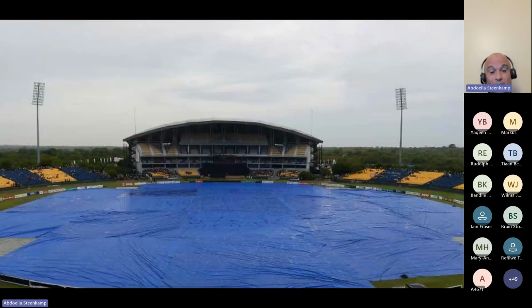So different grounds have different methods of how they cover the pitch and the square. And this is an example of a ground in Sri Lanka where they actually cover not just the pitch, not just the square, but the whole of the field.